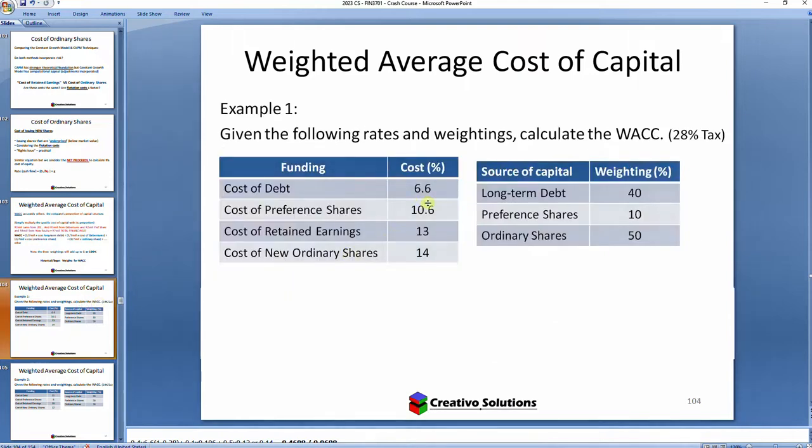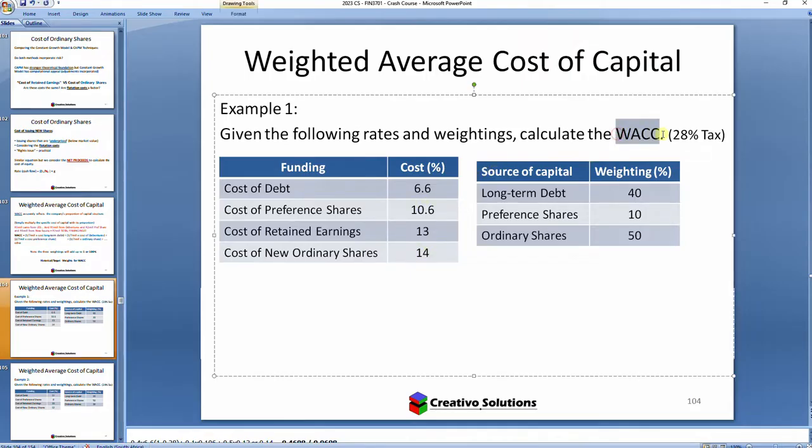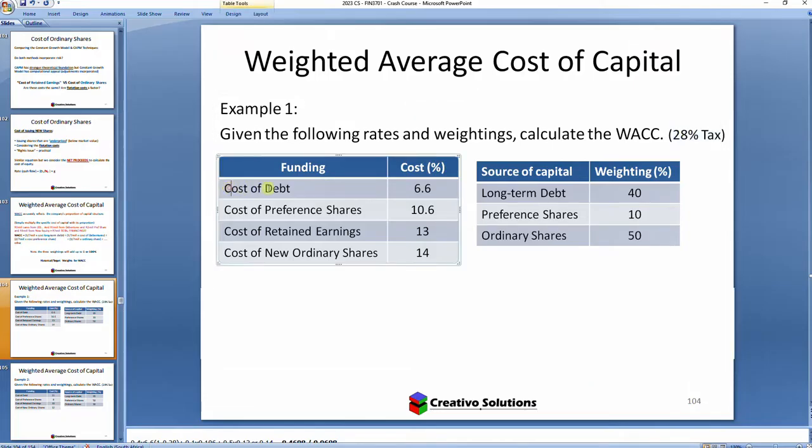I have one example to share with you here. I'd like you to help me with this one. Remember, we just spoke about WACC. We wrote down the formula. It's just weightings times cost, and you add all of them together. So let's discuss this one. The tax is obviously 28%. That will apply to certain forms of funding, not all. So let's look at the funding. Cost of debt. Will tax apply?